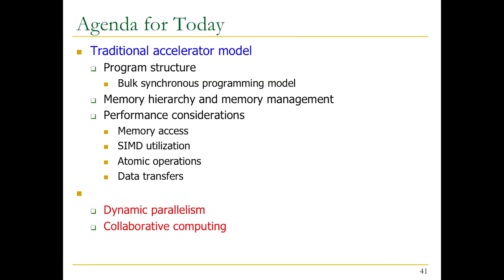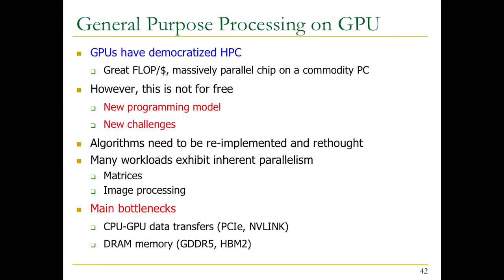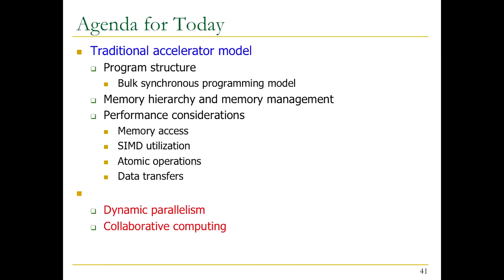So this is the outline of what we are going to see. What we are going to start looking at is what we can call the traditional accelerator model, in which we have the CPU on one side, the GPU on the other side, and in the middle we have some kind of bus that connects them, typically a PCI Express bus.